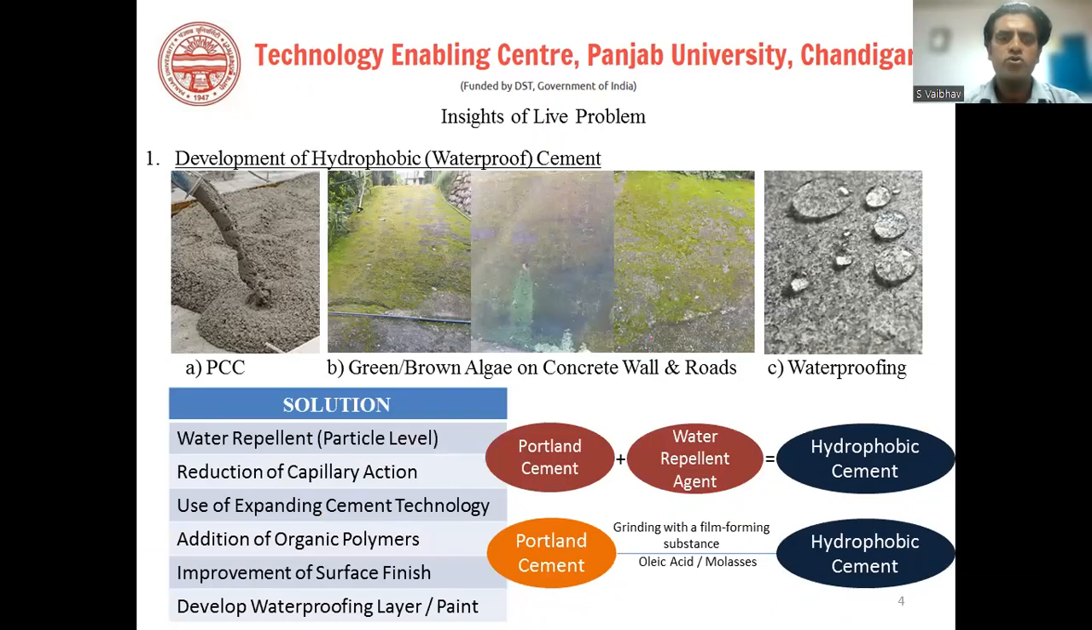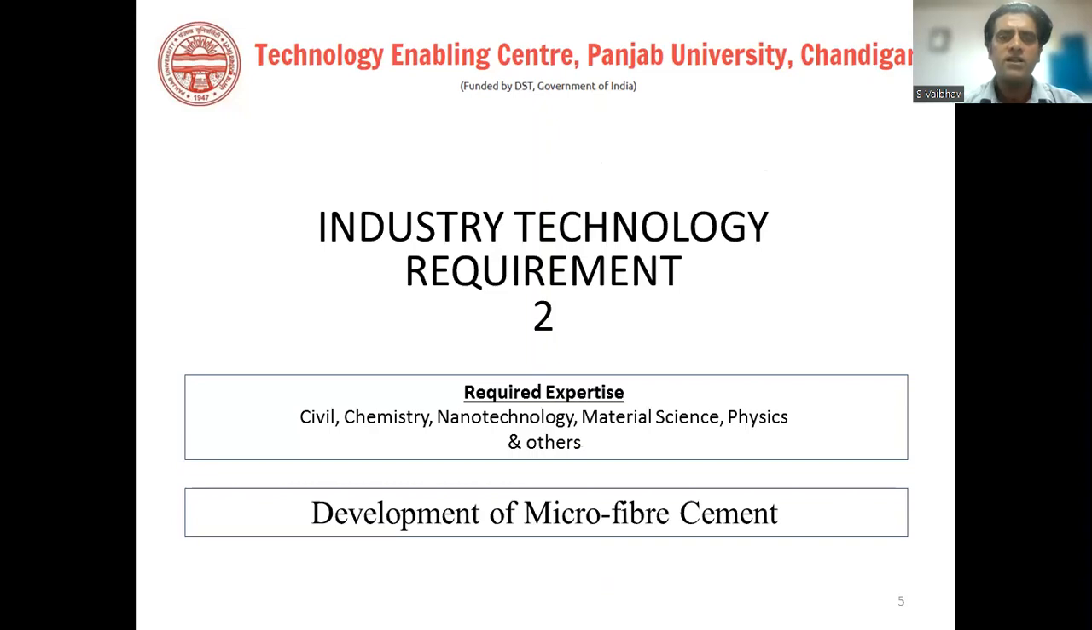The solution approaches could be water repellency at particle level, reduction of capillary action, use of expanding cement technology, addition of organic polymers, improvement of surface finish, and the development of a waterproofing layer or a paint. So one can add some film forming substance like oleic acid and molasses into the Portland cement for making it hydrophobic cement.